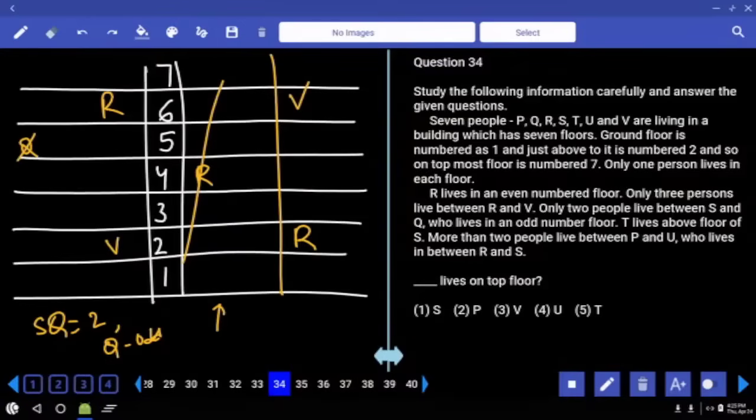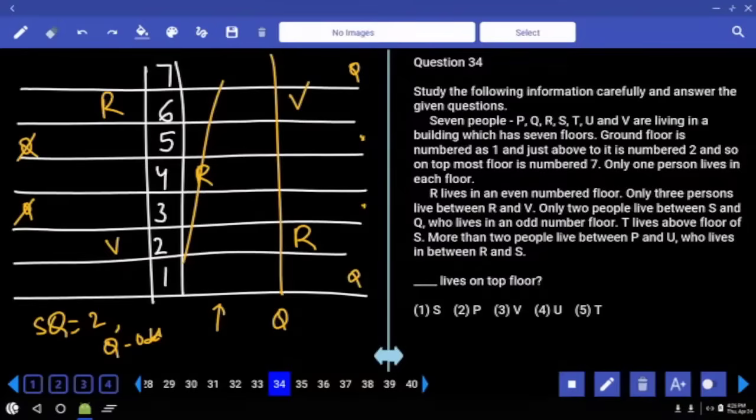Then can Q be on the 3rd floor? No, because R and S would be in the same place. Q can be on the 7th floor or the 1st floor. Similarly here, where can we have Q? Q can be on the 7th floor, with S here. Q cannot be on this floor. Can we have Q on the 3rd floor? Not possible. Here again, Q can be on the 1st floor or the 7th floor.